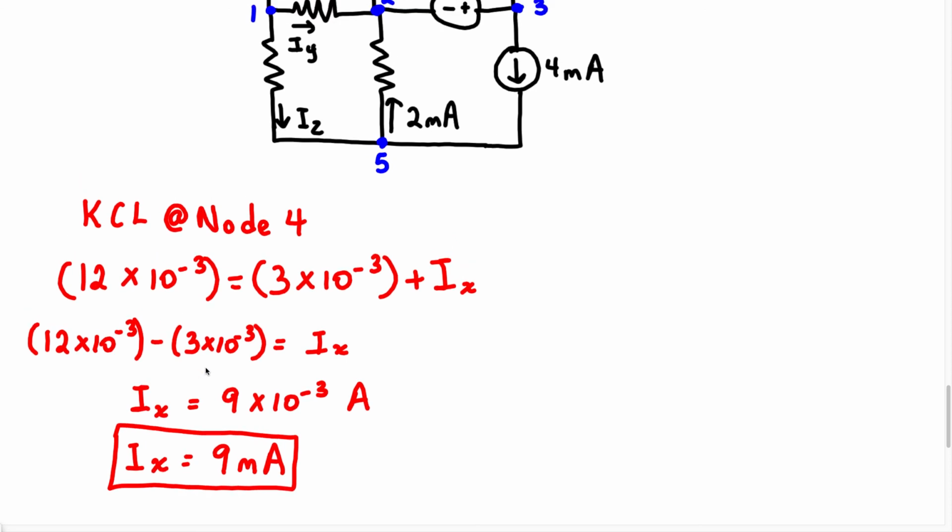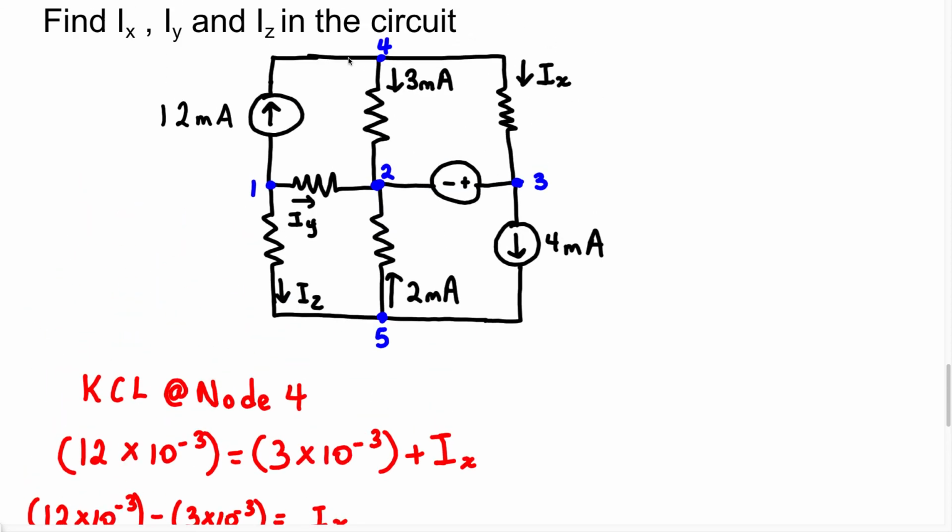And we were able to find it just using KCL at node 4. Now mind you, if you use KCL at node 3, you would not have gotten this answer right away. So there are multiple ways you can solve these problems. Sometimes it's trial and error. For me, I just chose node 4 randomly, right? Not even realizing that I actually knew two currents already that's either entering or leaving node 4.